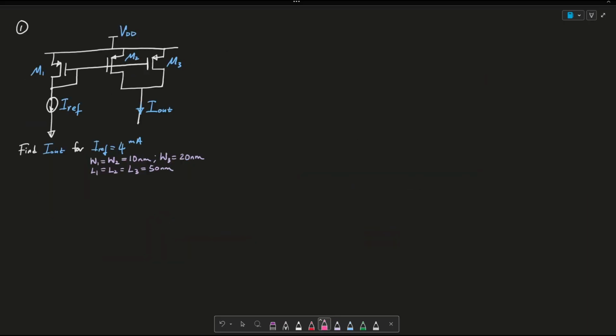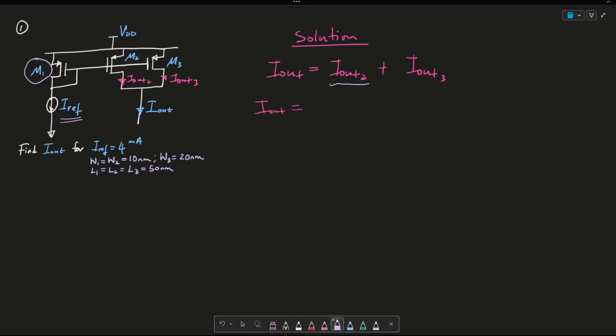Okay, so for the solution for this problem, I'm going to say then that I out is equated to this I out 2 plus this I out 3, where I out 2 is the current flowing through my M2 transistor, and I out 3 is the current flowing through my M3 transistor. And so we know then that I out 2 is essentially going to be this I ref mirrored, because we see that M1 is connected in a diode connected configuration.